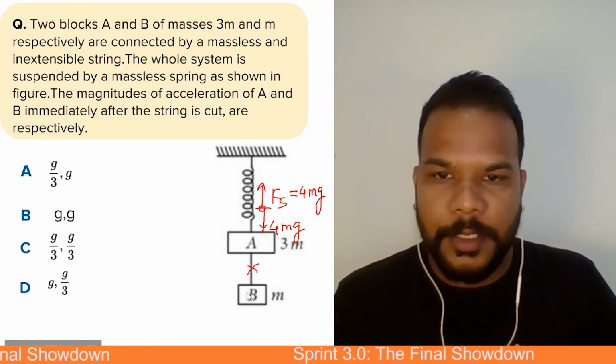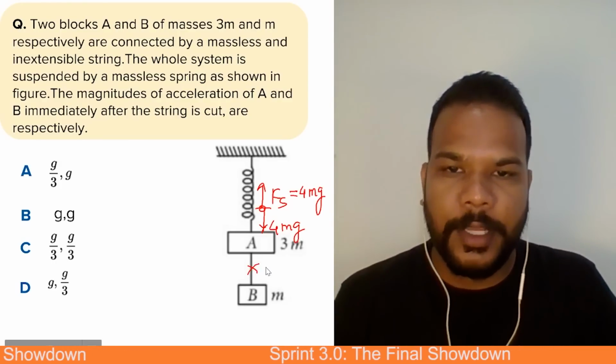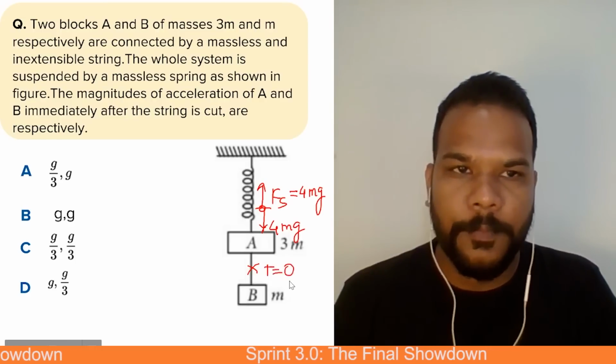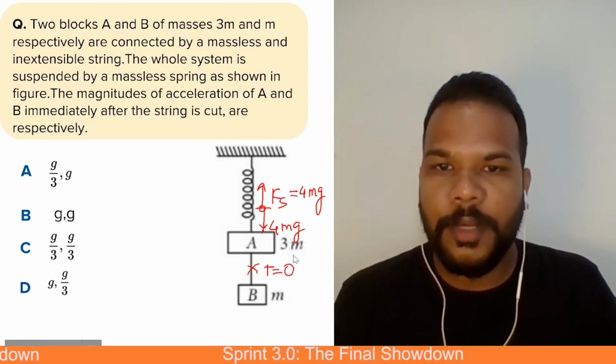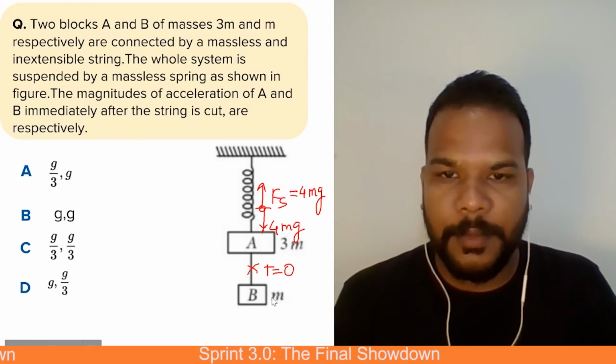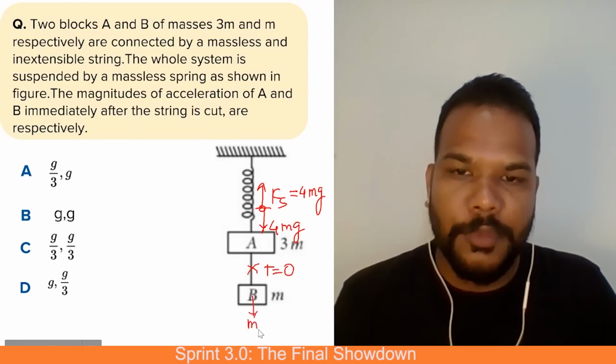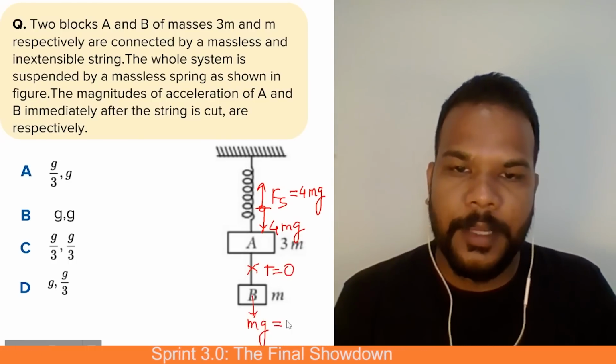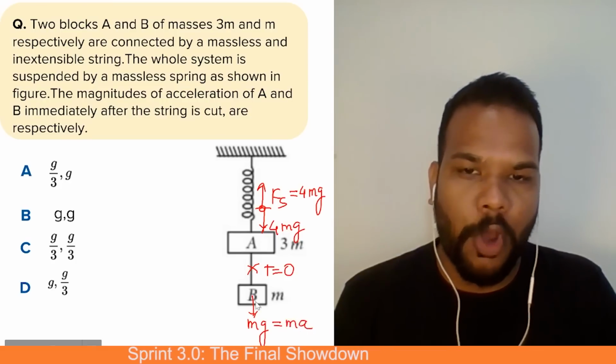So what happens suddenly when you cut the string? This tension becomes zero. Okay guys, this tension becomes zero, and when this tension becomes zero, the weight mg is still acting here, which will be equal to mass into acceleration of this block B.